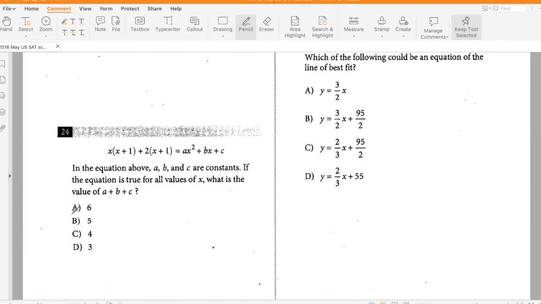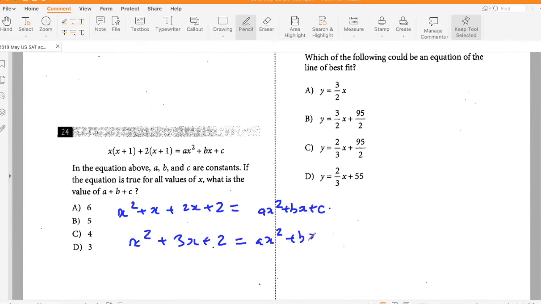In the equation above, A, B, and C are constants. If the equation is true for all values of X, what is the value of A plus B plus C? Okay, so X square plus X plus 2X plus 2 is AX square plus BX plus C. So X square plus 3X plus 2 is AX square plus BX plus C. So comparing like coefficients, A is 1, B is 3, and C is 2. So A plus B plus C is 6.